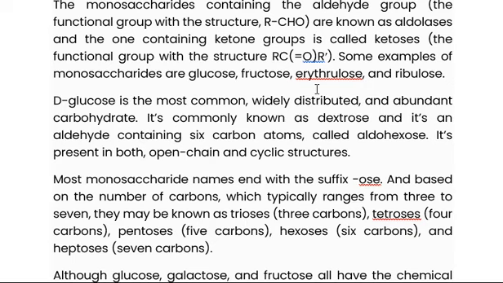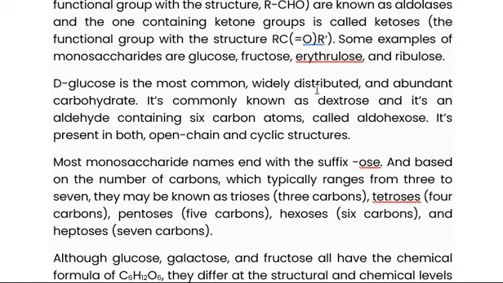Some examples of monosaccharides are glucose, fructose, erythrulose, and ribulose. D-glucose is the most common, widely distributed, and abundant carbohydrate. It is commonly known as dextrose, and it's an aldehyde containing 6 carbon atoms called aldohexose. It is present in both open chain and cyclic structures.